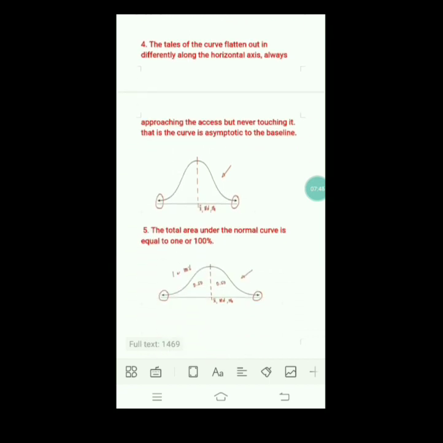The fourth one is the tails of the curve flatten out indefinitely along the horizontal axis, always approaching the axis but never touching it. That is, the curve is asymptotic to the baseline.